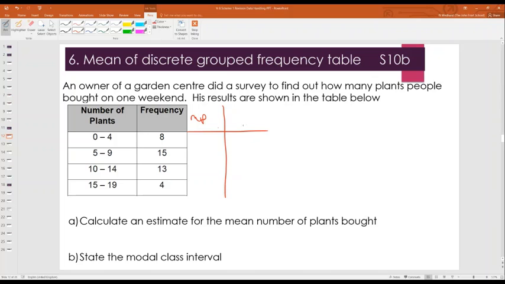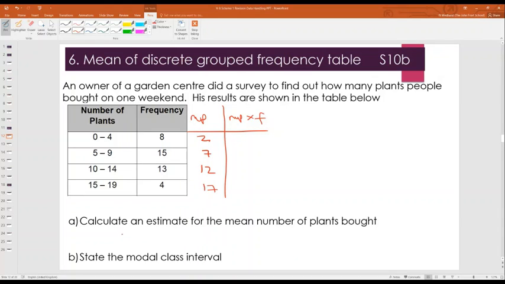The 2 extra columns are always the midpoint and then the midpoint multiplied by the frequency. The midpoint is the midpoint of the groups. Similar to how I said earlier in this video about finding the median of two numbers, you add them together and divide by 2. It's the same thing for this midpoint. If you're unsure, add the two numbers together, so 0 plus 4, and then divide by 2. So the midpoint is 2 for that one, 7 for this one, 12 for this one, and then 17 for this one.